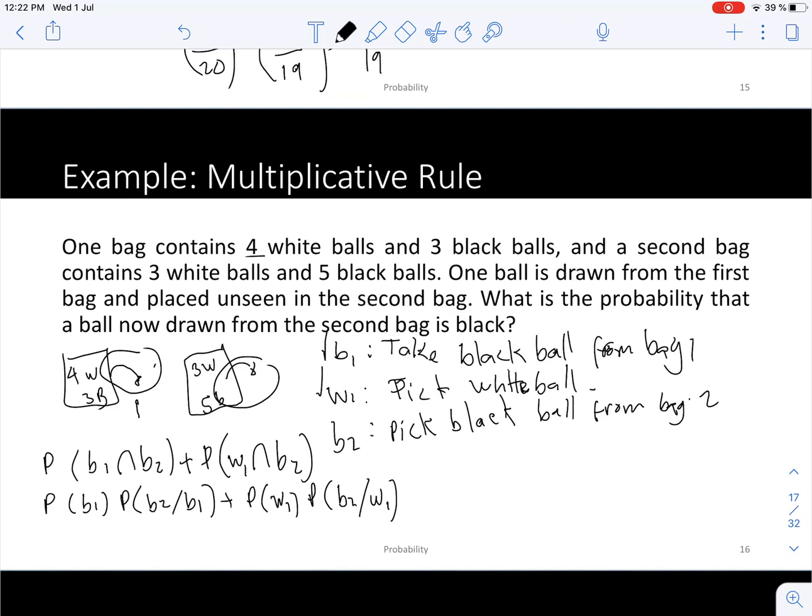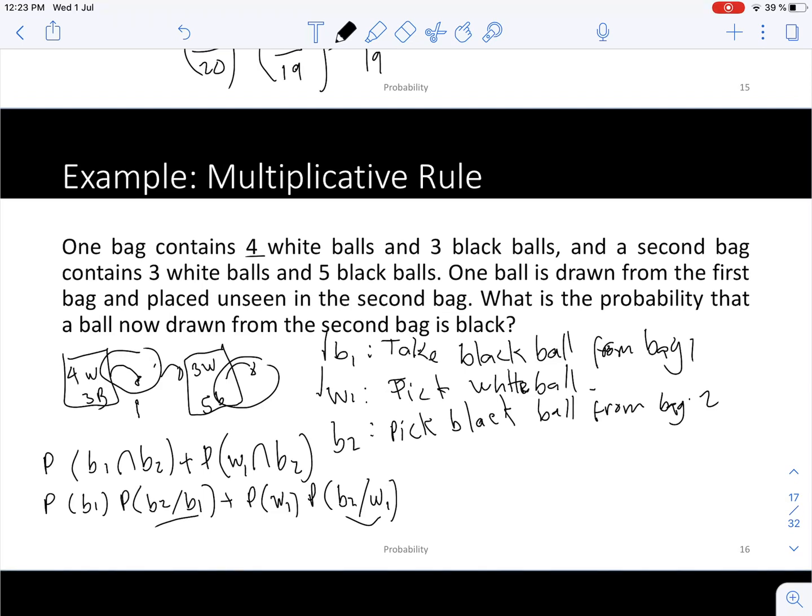So these conditional probabilities are needed because the probability is affected. Remember, if you add an extra black ball here, that will change the number of blacks in the second bag. Or if you place one white ball, that will change the number of white balls in total in that second bag. So that's why it is a conditional probability. All right. So now we just need to plug in the numbers.